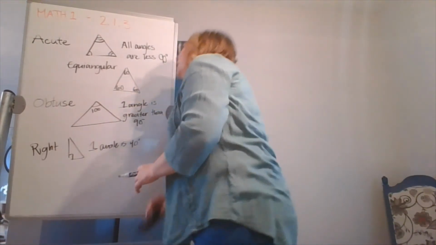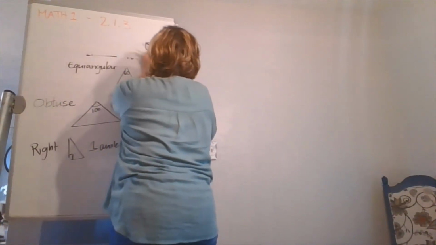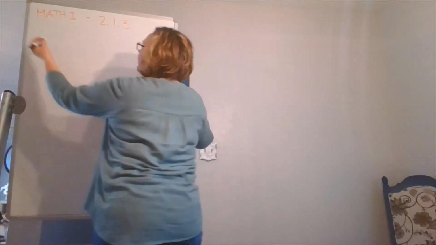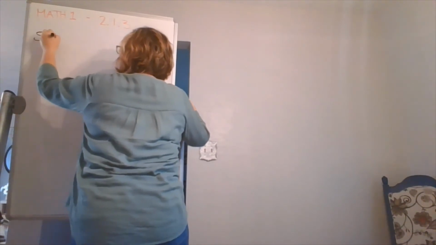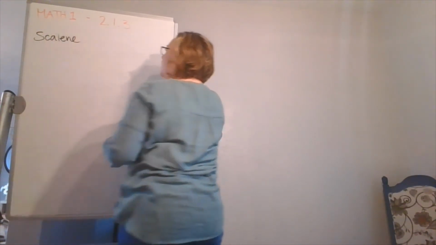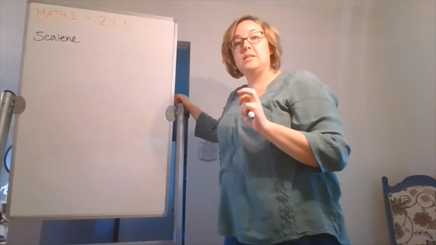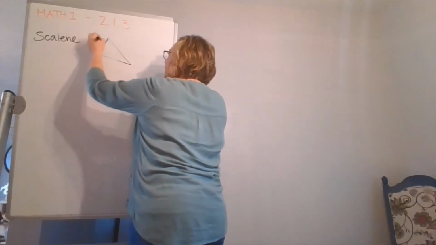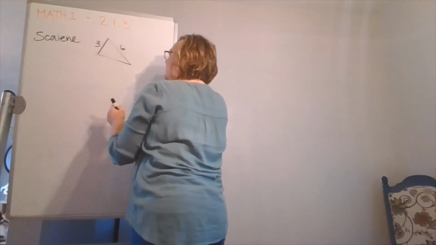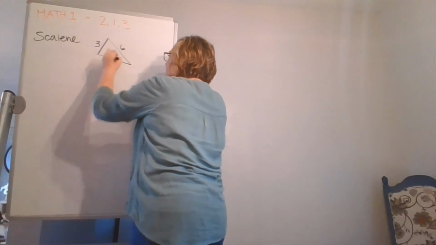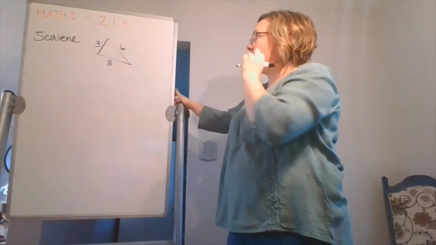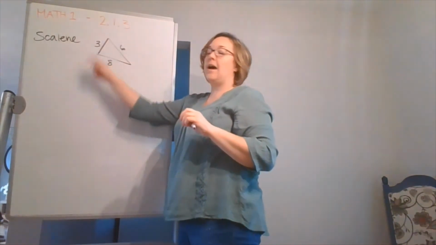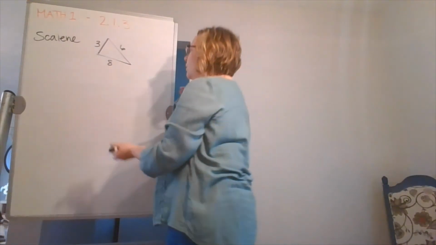There are different types of triangles based off of their sides. So let's erase this. You can have a scalene triangle. That means that all three sides measure a different distance. For example, maybe you have 3, 6, and 8. That would be a possibility for a scalene triangle. All three sides cannot be equal. They're all different or unequal.